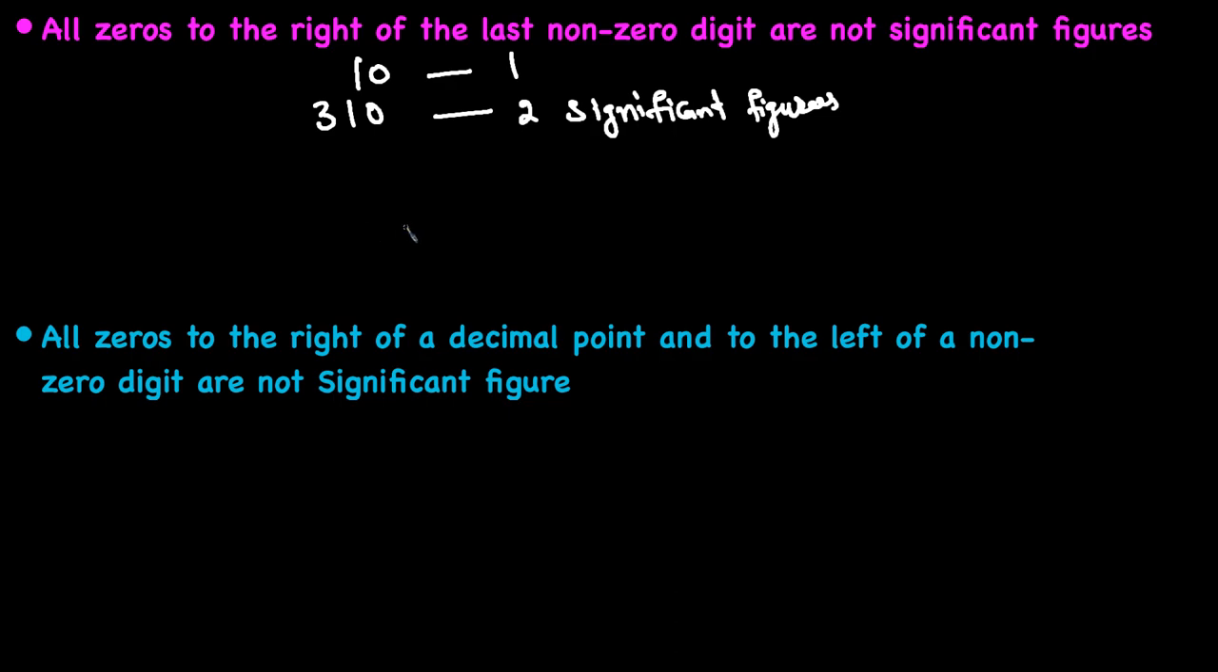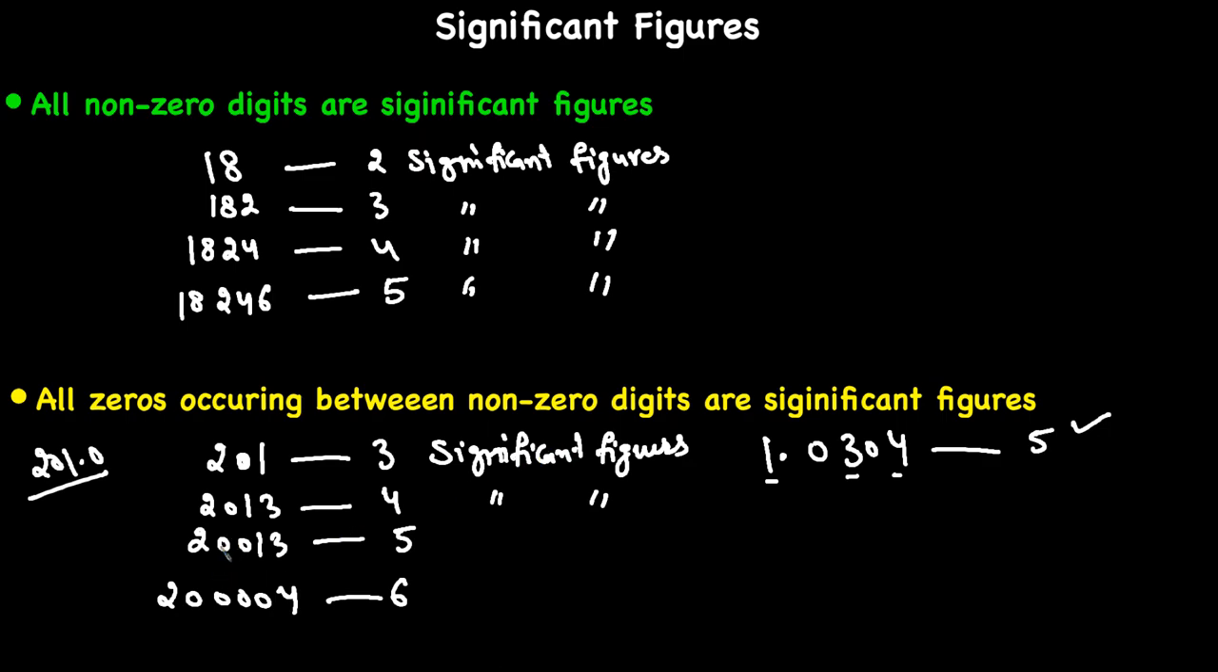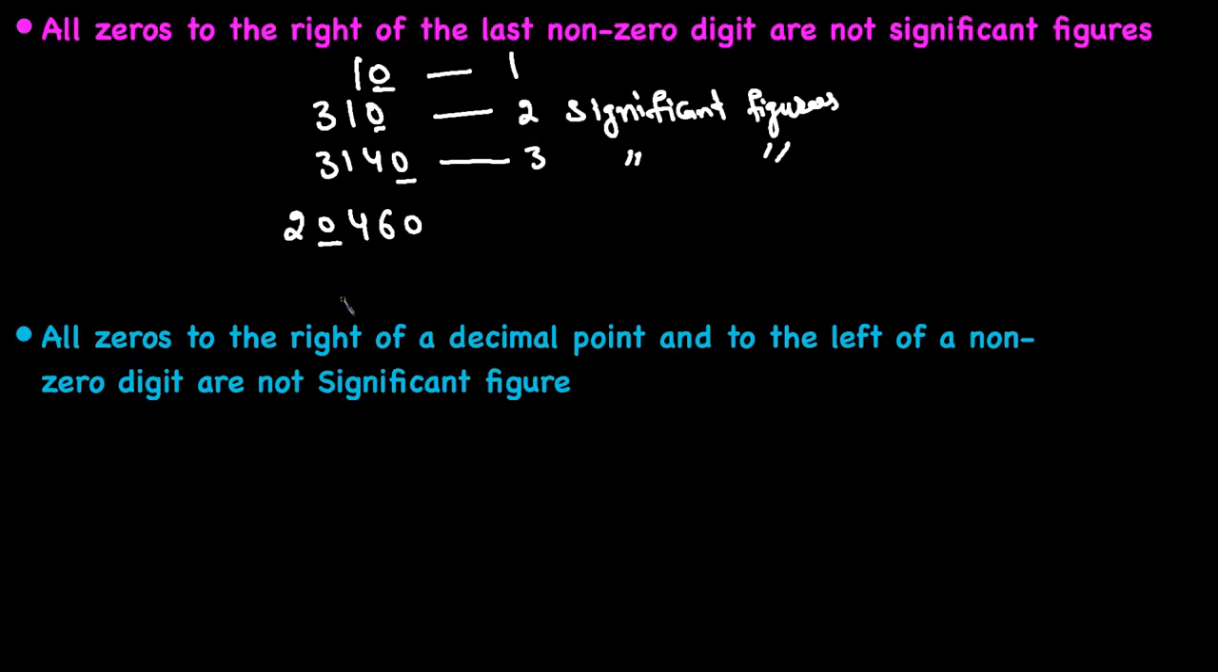Then we got, let's say, 3140. Again, we are not going to count this 0. So in this case we got three significant figures. Let's do one more. So you got 20460. In this case we're going to count this 0 as a significant figure, because in the previous rule, remember, a 0 between two non-zero digits is a significant figure. So this can be counted, but this is not. So there are 1 2 3 4 significant figures in this case.